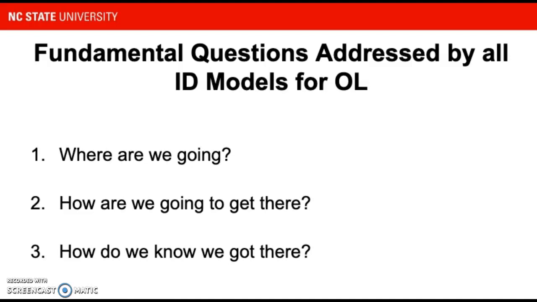The second question, how are we going to get there, addresses the instructional strategy phase. At the end of this phase, we need to have the learning objectives, learning outcomes, assessments, instructional strategies, and the delivery medium. This phase is the core of the design. The third question, how do we know we got there, is the evaluation phase. At the end of this phase, we must make some decisions concerning revisions and improvements of the course materials.